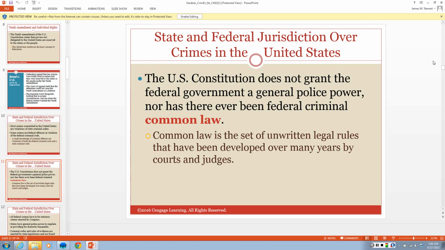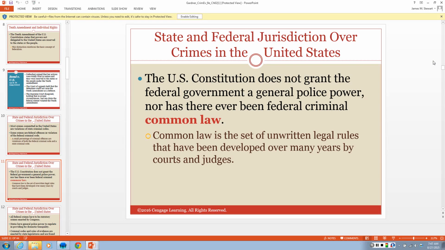This is important too, because this is something I think sometimes our government has forgotten. The U.S. Constitution does not grant the federal government a general police power, nor has there ever been federal criminal common law. Common law is a set of unwritten legal rules that have been developed over many years by courts and judges. This is what our law was originally designed after, because that's what British law was. But very soon after forming our own country, we began to codify our own statutes and determine what we wanted to be crimes and what we didn't. Because of that, we really aren't based on common law any longer. All of our statutes in every state have been codified, which means the state got together and decided the very specific things that they wanted to be illegal or acceptable.